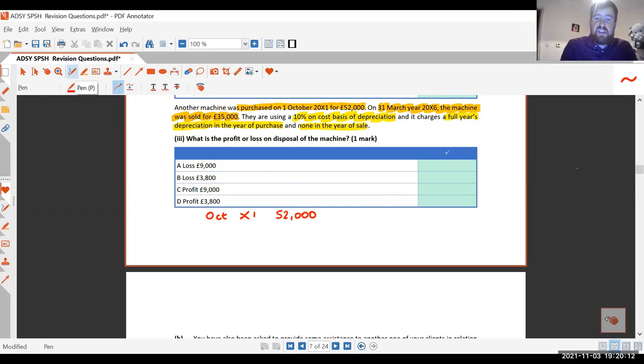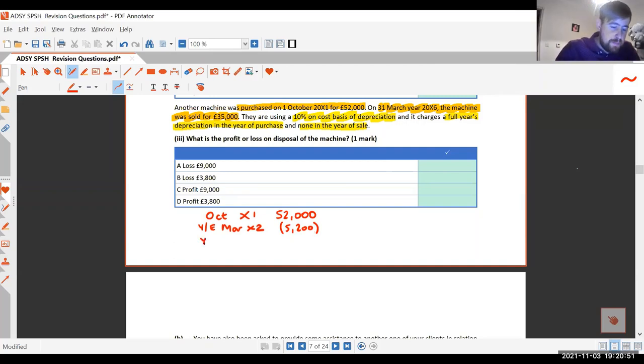But our first year end that we get to, remember the year end itself is at the 31st of March. So the first year end we would get to from here, be very careful with your dates, is actually going to be March X2. That's the first year end cutoff that we get to beyond that October purchase date. So in those accounts, we would depreciate at 10%, and we would take £5,200 off of that value, 10% straight line depreciation.